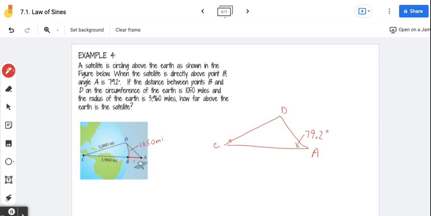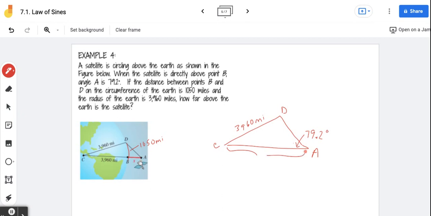And the radius of the Earth is 3,960 miles. So from the center of the Earth, this is 3,960 miles. How far above the Earth is the satellite? So we are looking for this distance right here. So really, this is not a side of the triangle, but this is the side of the triangle.